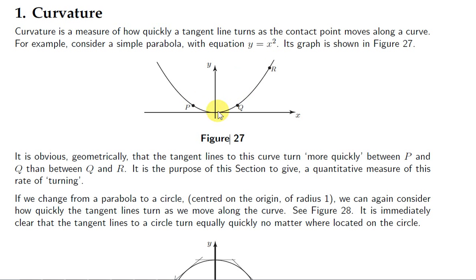We would see that the curvature as we move from P to Q would be greater than if we move from, say, point Q to point R. So the tangent lines as we move from point Q to R don't change too much.